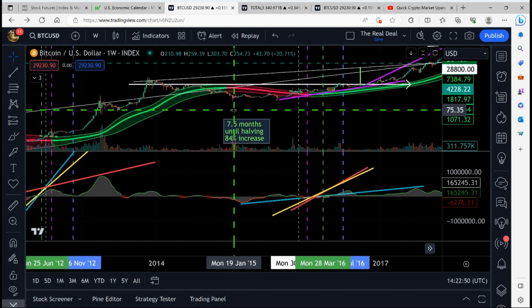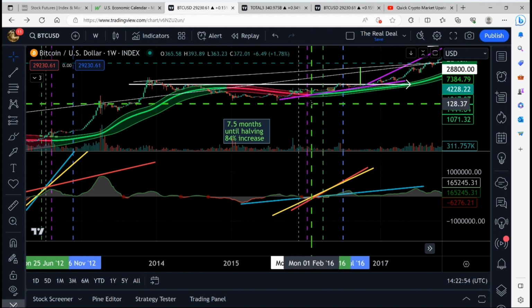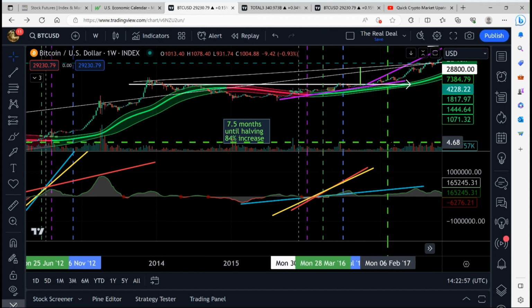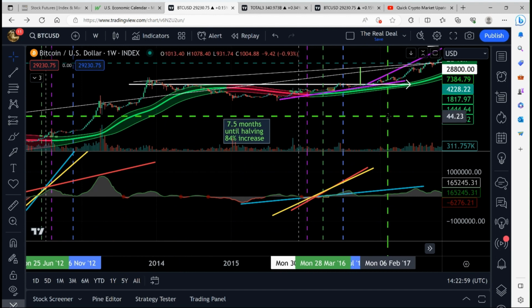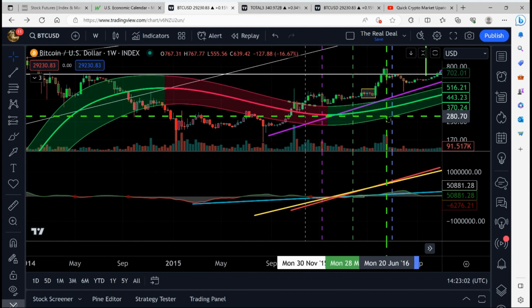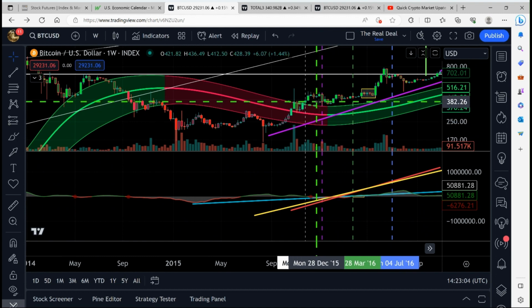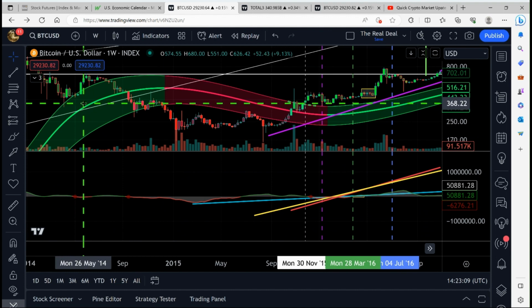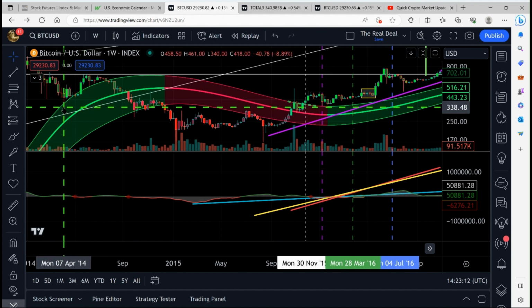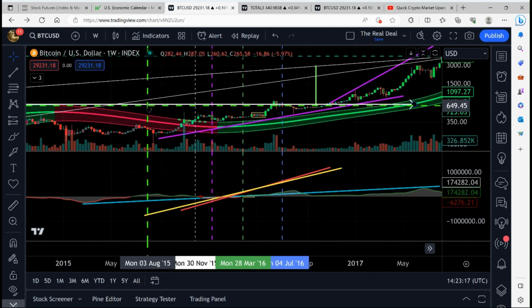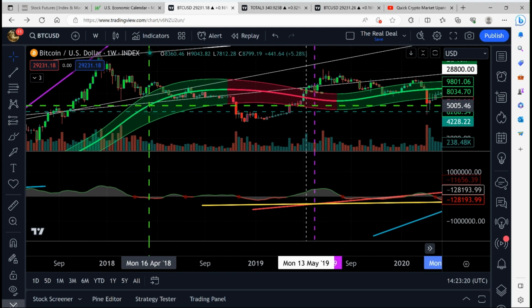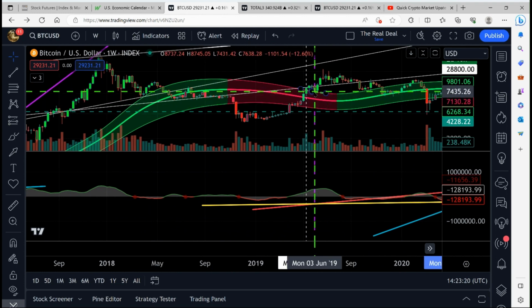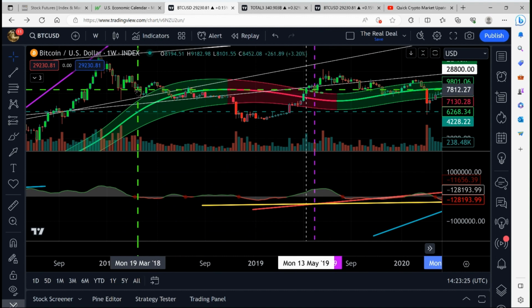Let's go over here, where we've come back down and retested. You can see that we are retesting previous support. Previous support here. Same thing here. When we come back down and retest, we're testing these previous support levels.